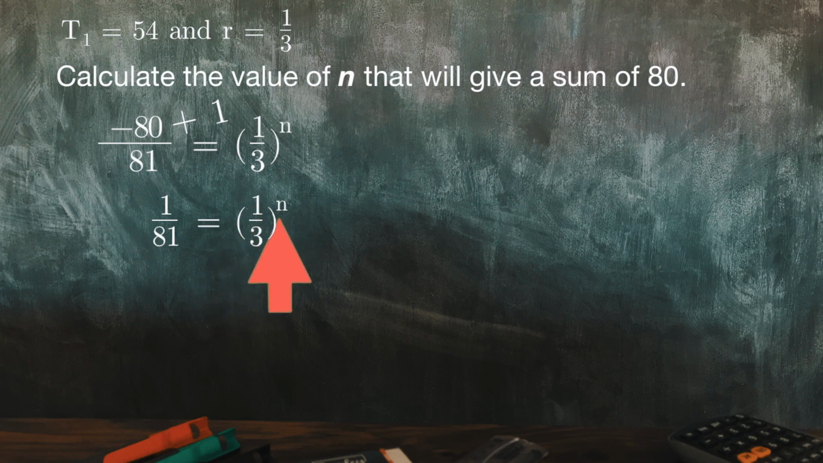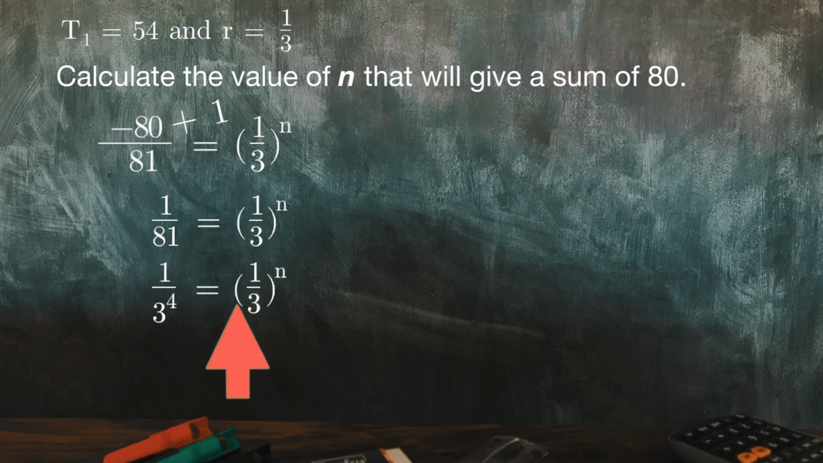Now the hardest part is done, so what we basically need to do now is make these bases the same so that we can solve for this exponent. Now how can we make an 81 the same as a 3 or look like a 3? So we have 1 over 3 to the power of 4, which is equal to a third in brackets to the power of n.